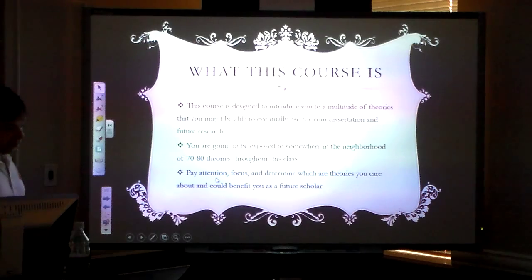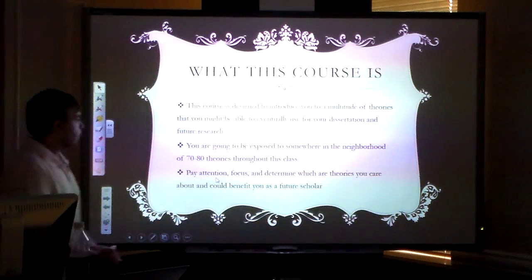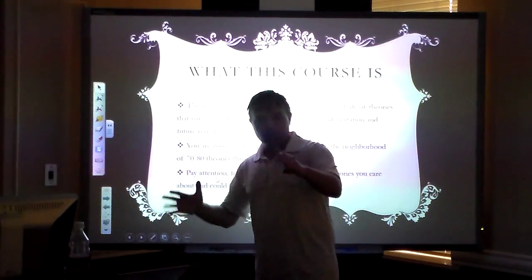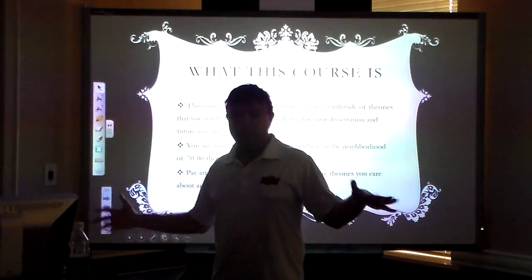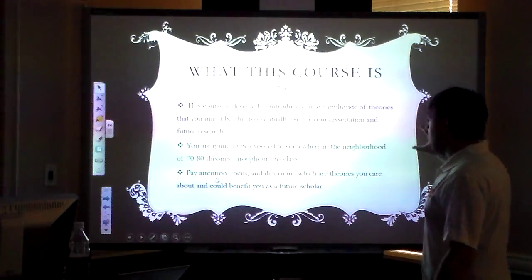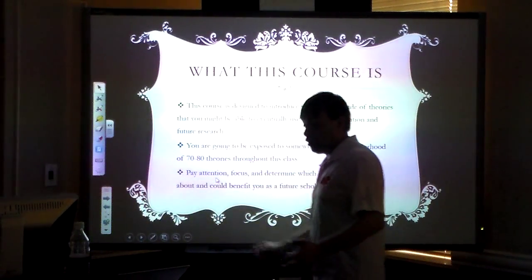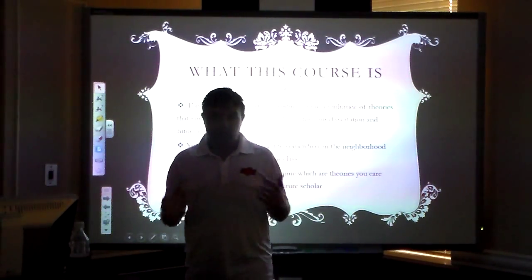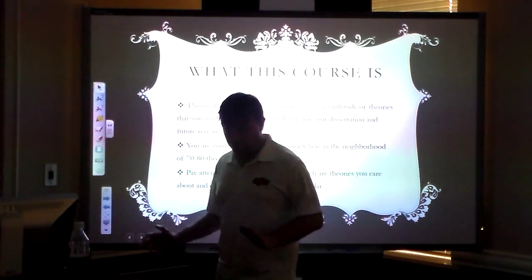So this course is going to give you probably between 70 and 80 theories. Some of them will mean absolutely nothing to you, and you're never going to use them again, and you're never going to see them again in your life. But you're going to be exposed to theories that you need to use for your dissertation, and if you're going to do future research, you're going to do that as well. So try to determine what you care about in this class.